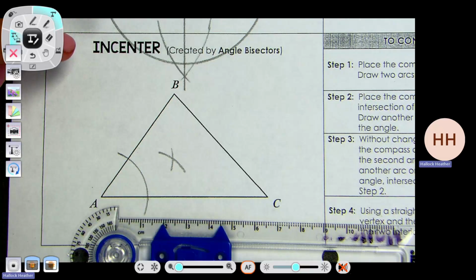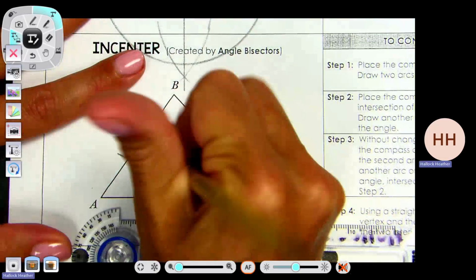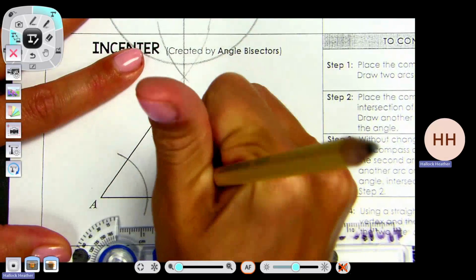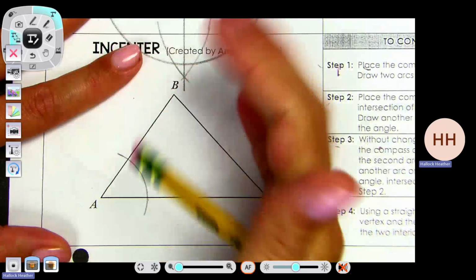Yeah, this one seems a little bit harder. Yes. Do you want me to do it again? Let's do it again. Okay. Let me just erase it. Does everybody have their arcs? Do not erase anything. Does everybody have their one arc?